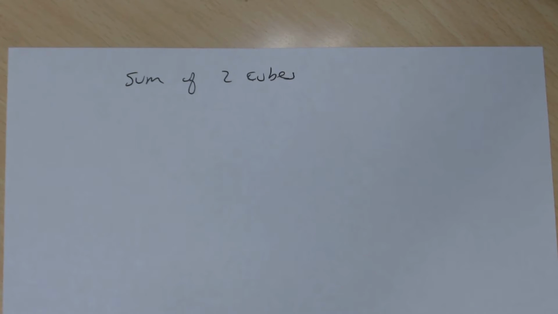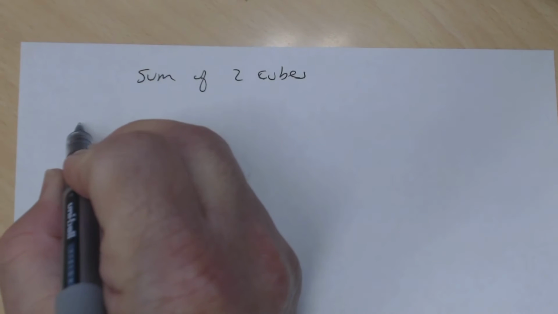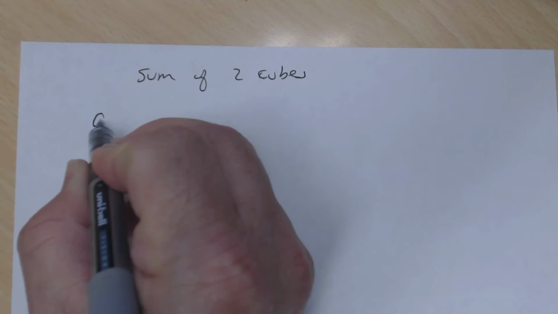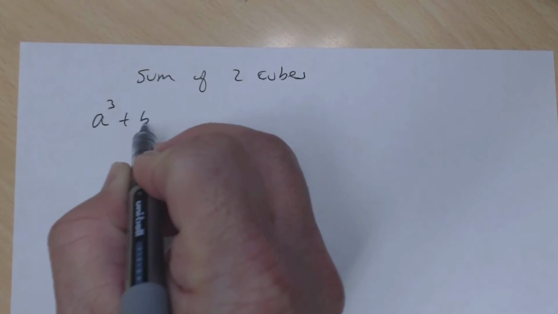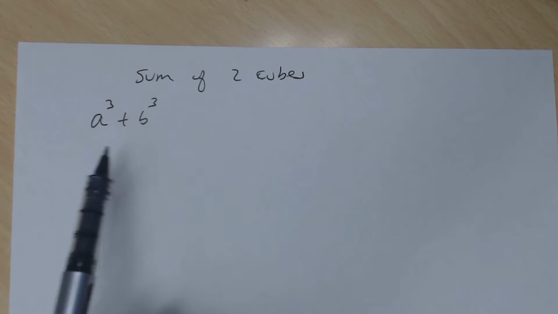All right, so now we're going to look at the sum of two cubes. In the previous video, we looked at the difference of two cubes. Now we're going to look at the sum of two cubes. In other words, it'll look like this. Your expression will look like a cubed plus b cubed. So your polynomial can be written like this.